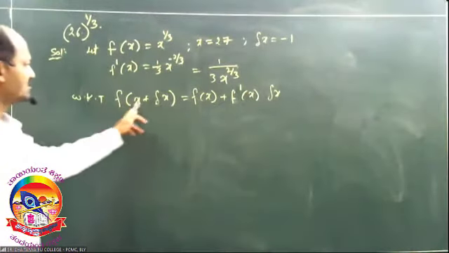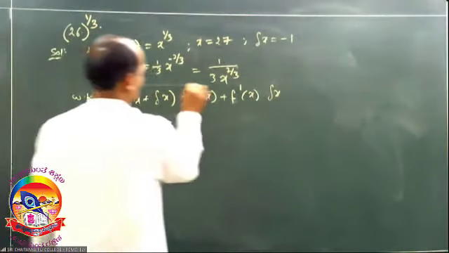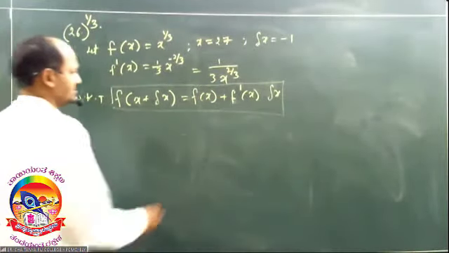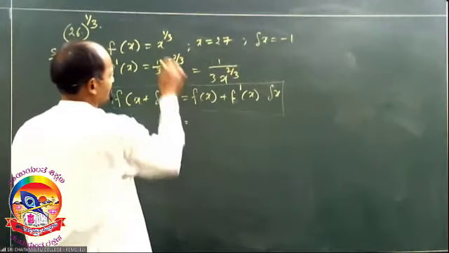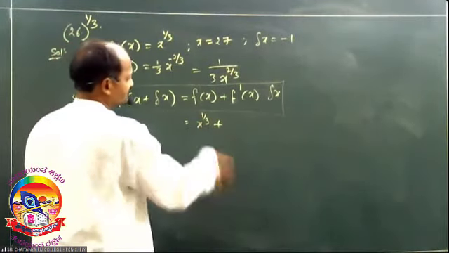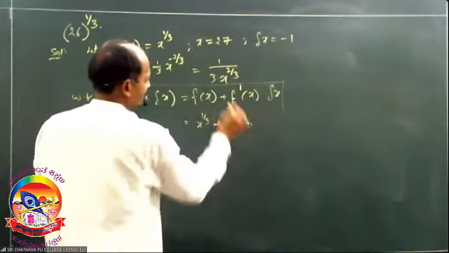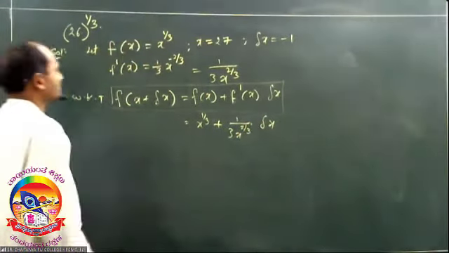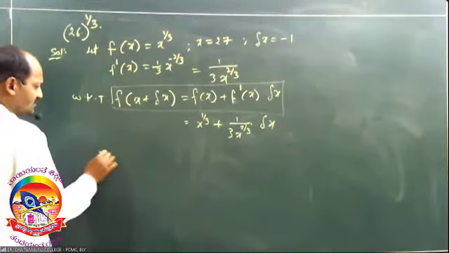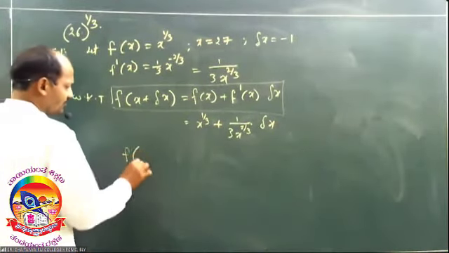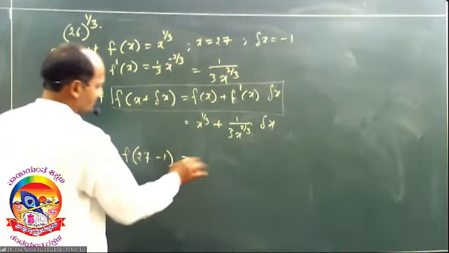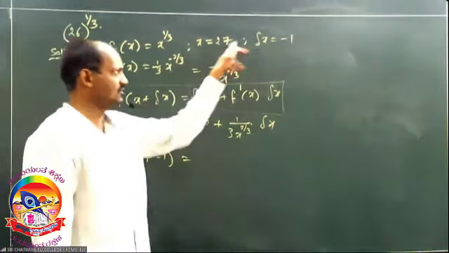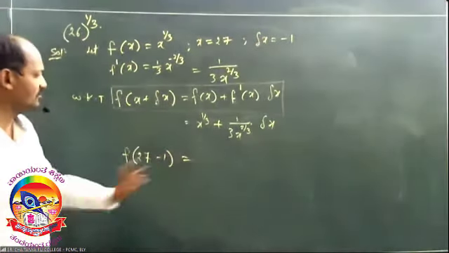f of x plus delta x is equal to f of x plus f dash of x into delta x. So what is the function f of x? Cube root of x. f dash of x is 1 divided by 3 x power 2 by 3 into delta x. It is 26, so f of 27 minus 1. It is x plus delta x.